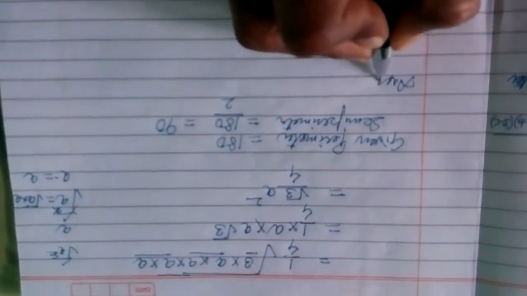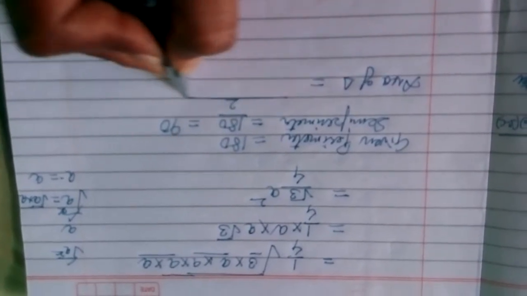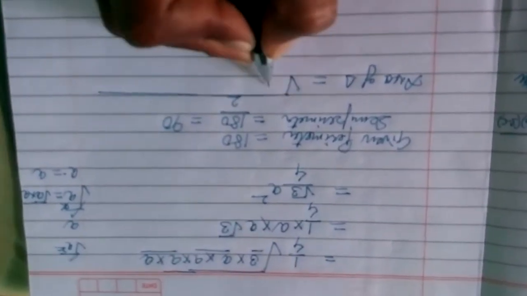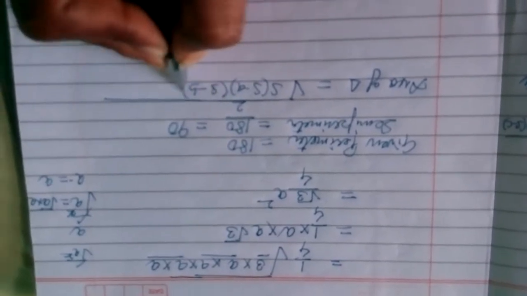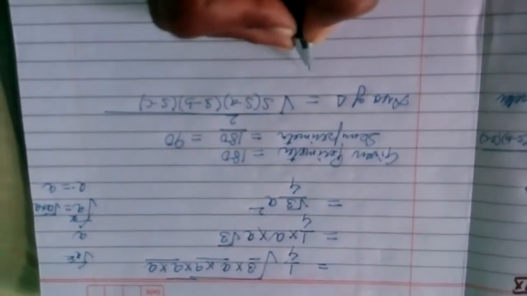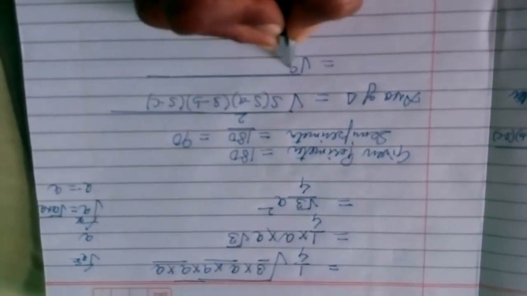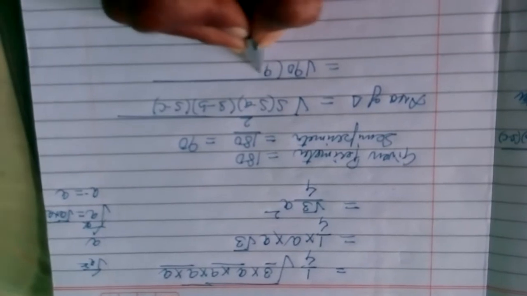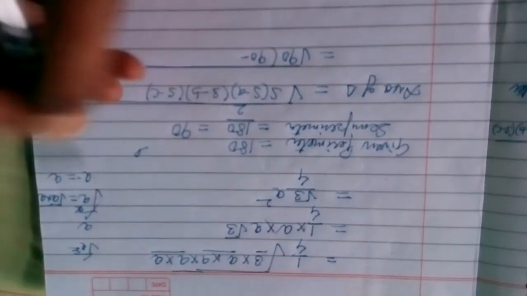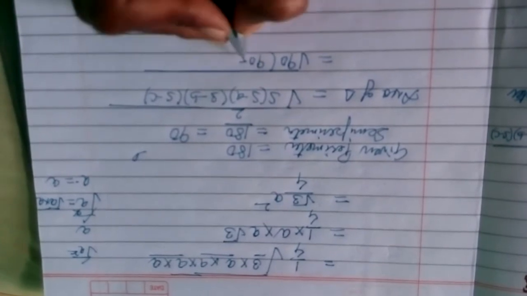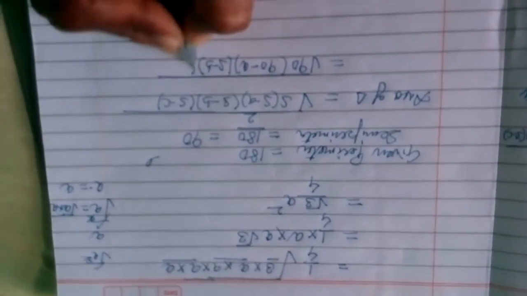Now area will be, apply the Heron formula here. What is Heron formula? It is under root s into s minus a, s minus b, and s minus c. Now write down the value of s. S is 90, so I get 90 into 90 minus, what is the value of a? Now we have to find the value of a also here. I have forgotten to do that. S minus b into s minus c.